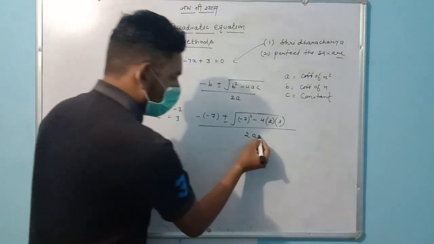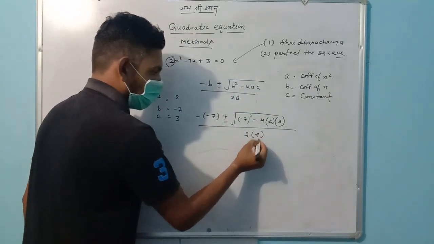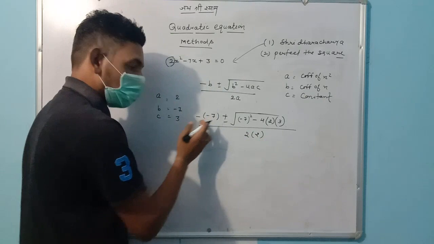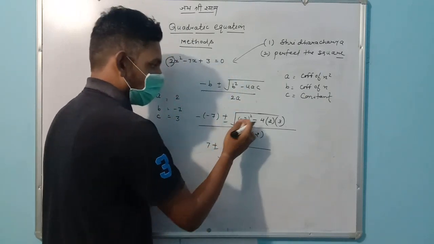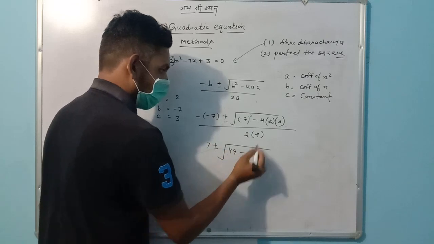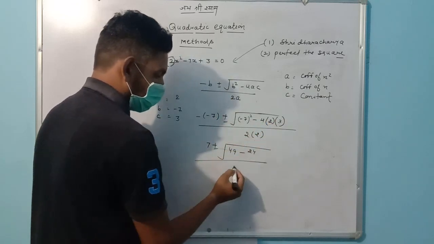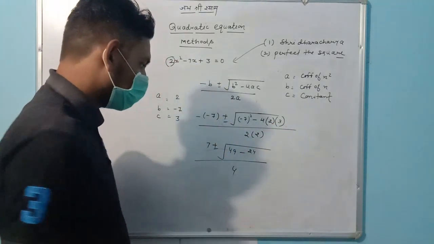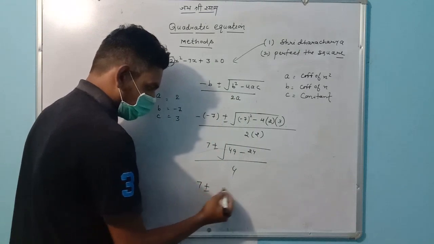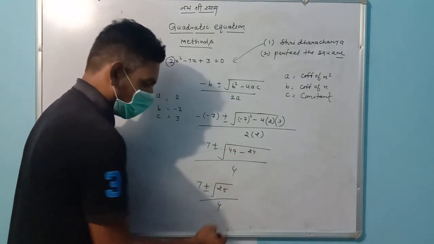What is the value of a? 2. We solve, students. Minus minus plus, so plus 7 plus minus root of minus 7 square, 49, minus 4 times 2 is 8, 8 times 3 is 24, upon 2 times 2 is 4. Okay students, next step: 7 plus minus root of 49 minus 24, that is 25, upon 4.